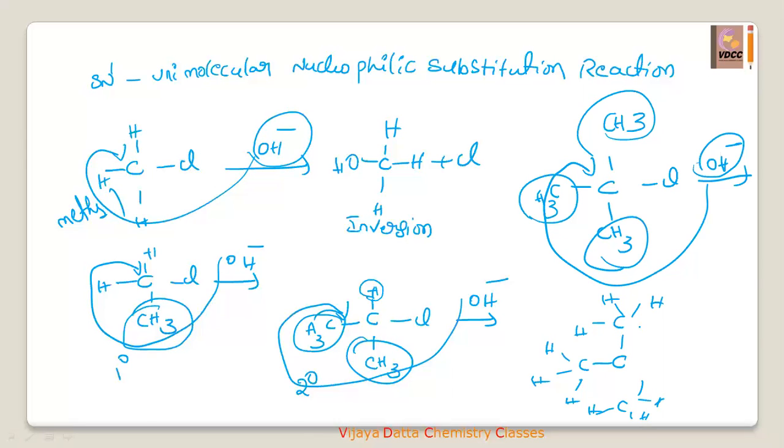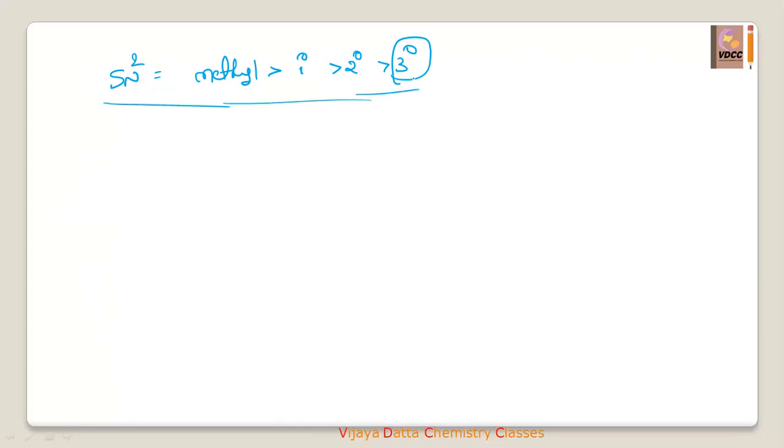From this point you have to understand one thing: the SN2 reaction order is methyl greater than primary, which is greater than secondary, which is greater than tertiary. Whereas in the tertiary case, no SN2 reaction is possible. This is the order of reactivity, because OH minus can attack from the backside. Then for the third group, let us see the SN1 reaction.